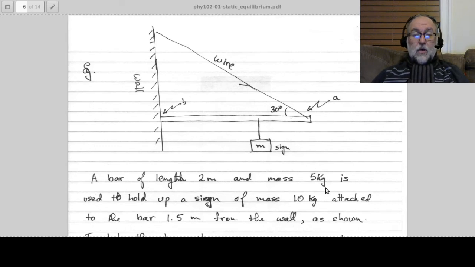And so I'm going to have to show you where the force of gravity is acting on this bar, because we have to draw that free body diagram. Where's the force of gravity acting? Because it acts all along it. In addition to that, it's holding up a sign of 10 kilograms. You see this sign here? That's 10 kilograms. And the distance from this wall to where the sign is attached is 1.5 meters. So the whole bar is 2 meters long, but the distance from the wall to where we attach the sign is only 1.5 meters.